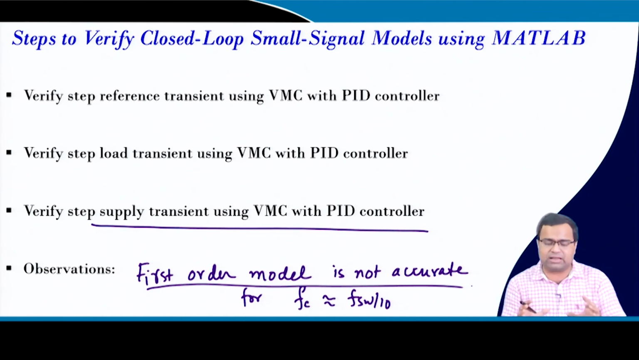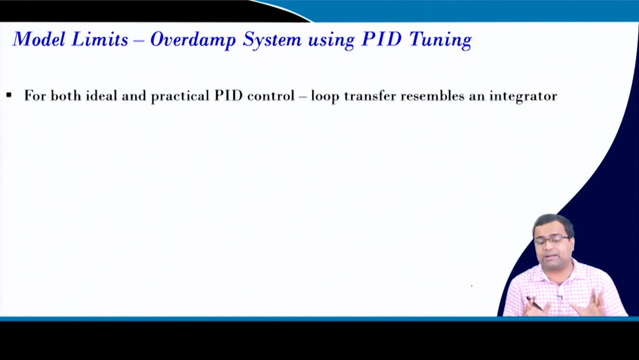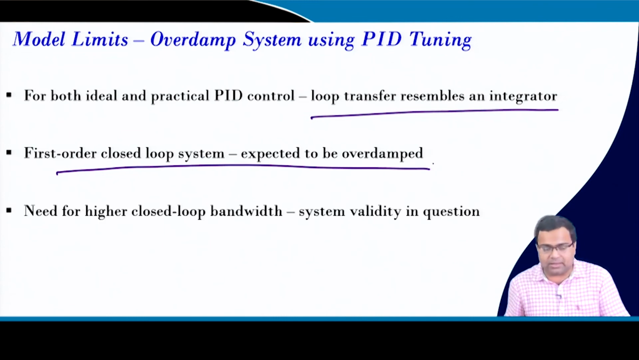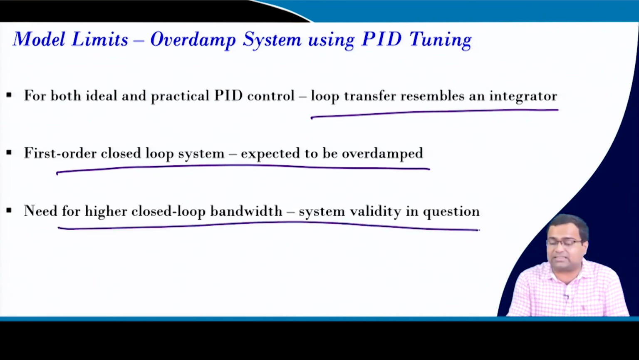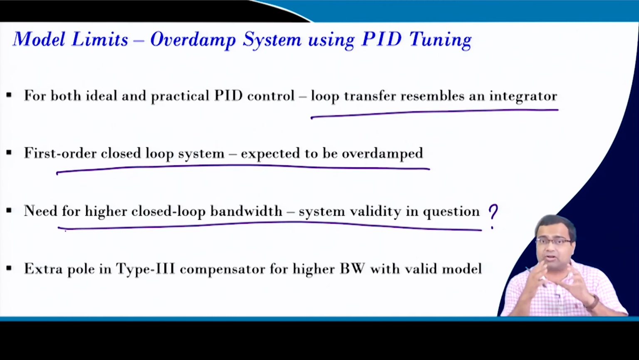If you use this model, we have to limit our crossover frequency to 1/100 of the switching frequency, and actually nobody will buy this power supply. So, the model limit for overdamped PID, for both ideal and practical PID controller, the loop transfer function has a reservoir and ideal integrator. The first order closed loop system is expected to be overdamped, but the actual loop is not matching, its validity is in question, there is a significant deviation. So, we should not use a PID controller for analog voltage mode control, because we do not want the first order response, we want an additional degree of freedom.